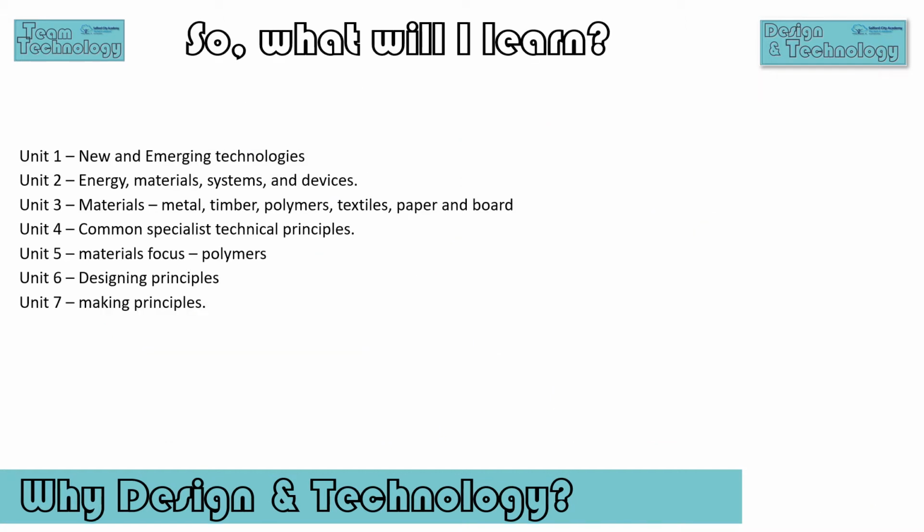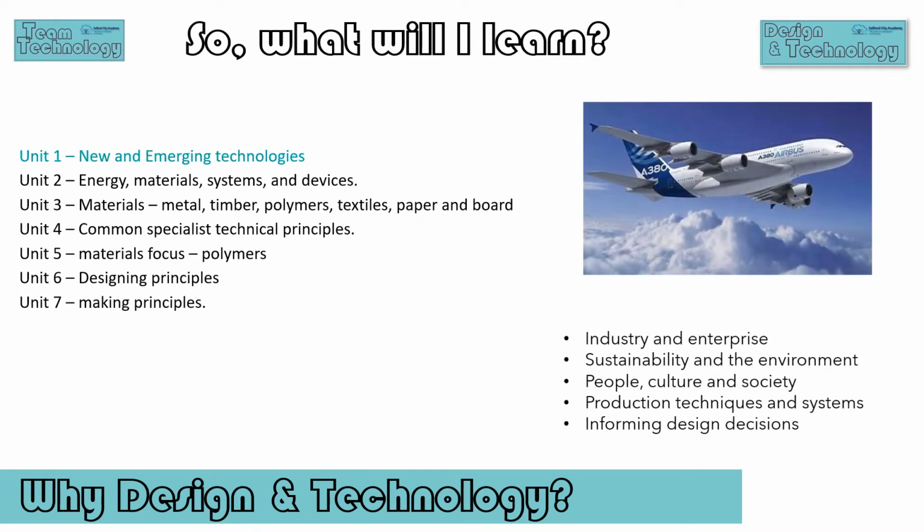So what will you learn? There are 7 main units within design and technology. The first one, new and emerging technologies, is where you would learn about the technologies involved in everything around the world. I've put the Airbus A380 there, the world's biggest passenger jet. I don't know if you know this, but these airplanes now talk to the machines that made them. They give progress reports up in the sky on how the components they have made are working. I find that mind-blowing. So you learn about all of these processes and technologies and the advancements around the world now within engineering, manufacturing and design.